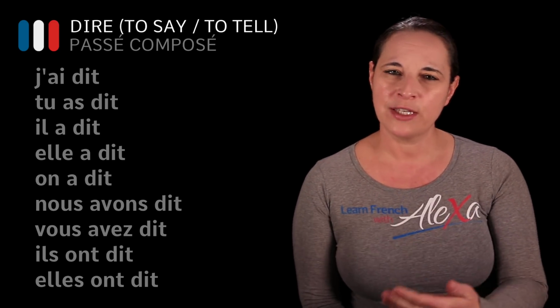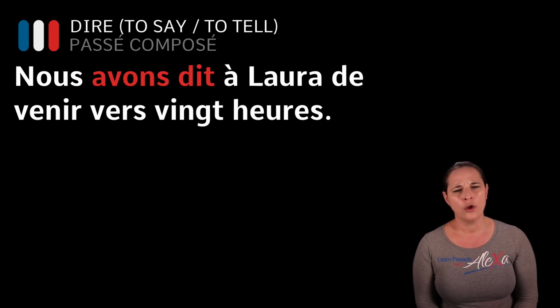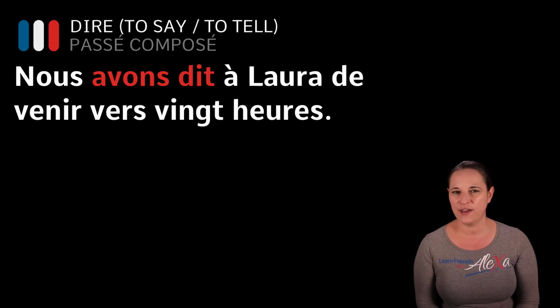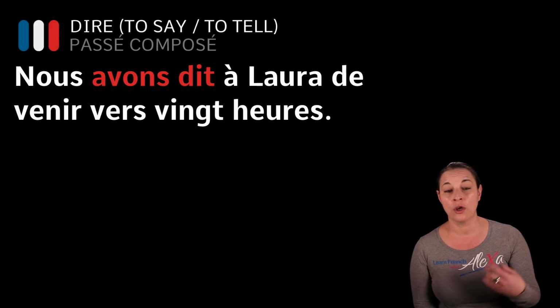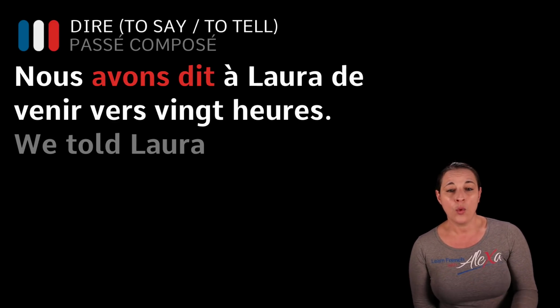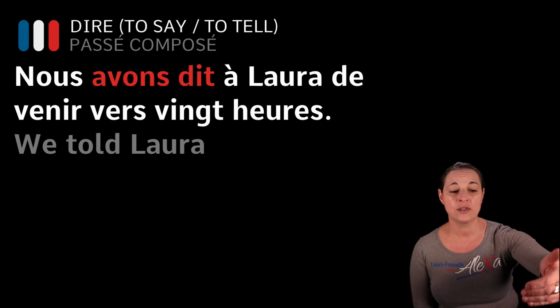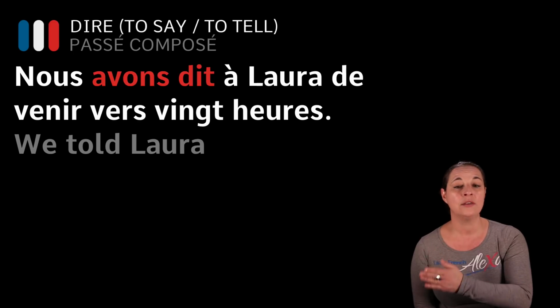So if I were to use j'ai dit, tu as dit, il a dit, and so on in an example, you say nous avons dit à Laura de venir vers 20h. Nous avons dit à Laura de venir vers 20h. Now we know that nous avons dit means we told. We told Laura. Dire à quelqu'un, to say something to someone, we say dire à. Have a look at à here and then you add the name.